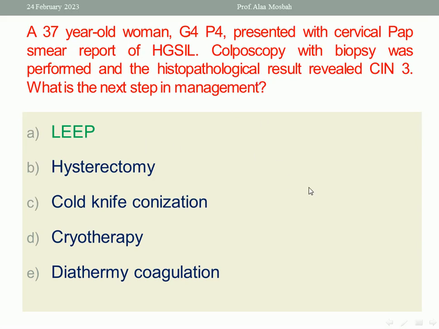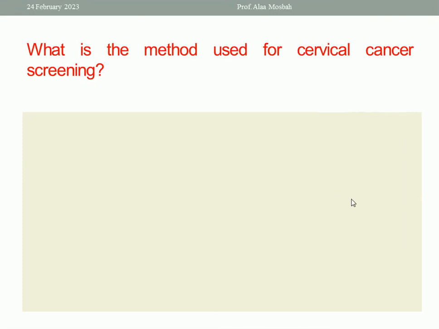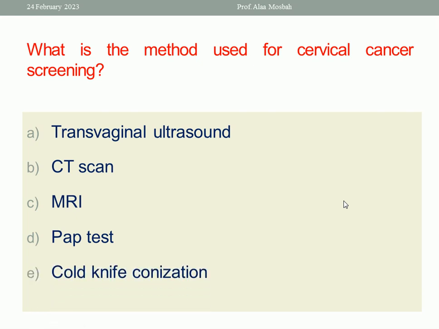Okay, so let us go to the next. What is the method used for cervical cancer screening? A. Transvaginal ultrasound. B. CT scan. C. MRI. D. Pap test. E. Cold knife conization. Please choose the one best response and try to answer before me.